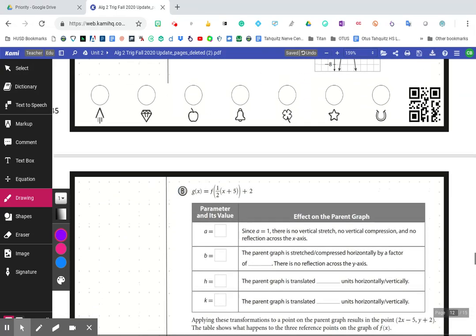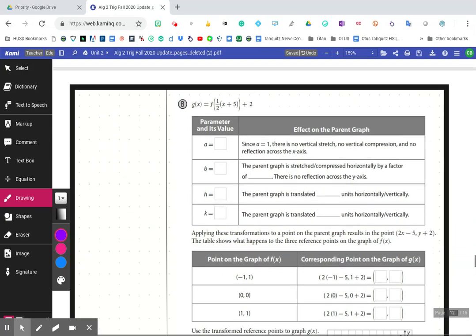All right. On this one, we're going to look for the parameters. Notice there's nothing written in front of the f of x, so that means it's 1. Since a equals 1, there's no vertical stretch or vertical compression. You'll notice that there is a 1/2 in here. So the parent graph is stretched this time, horizontally. Remember, it's a factor of whatever's in here, so whatever the denominator is.